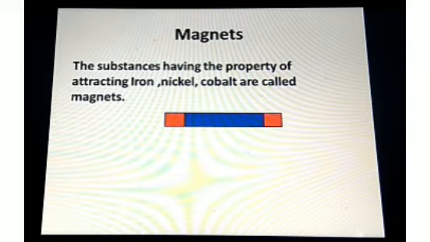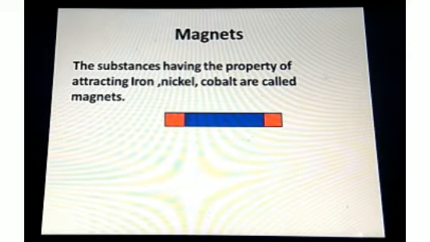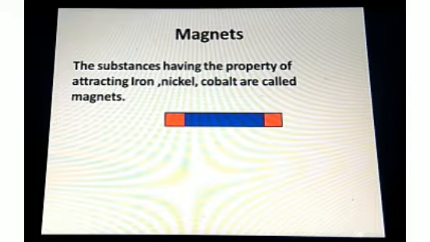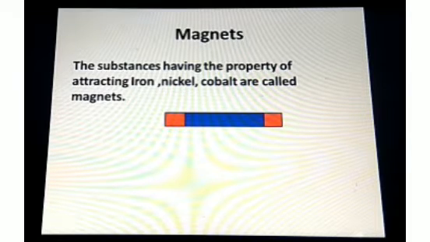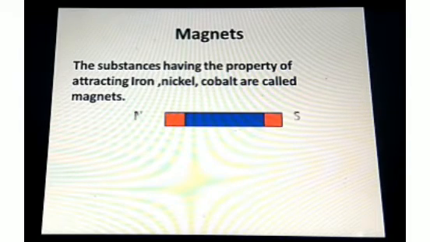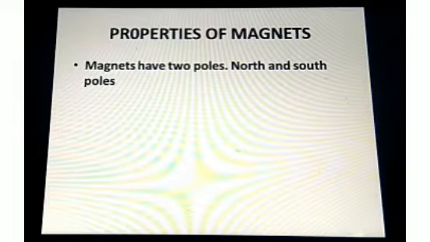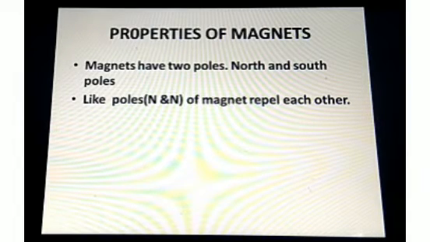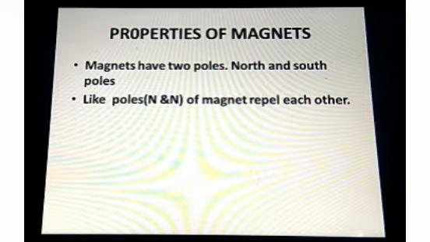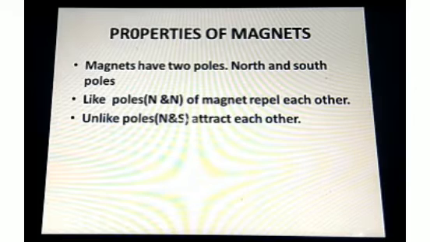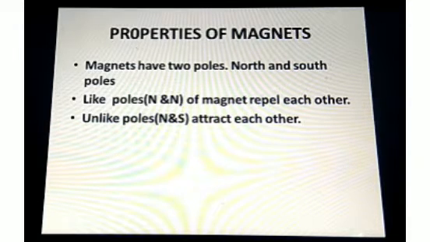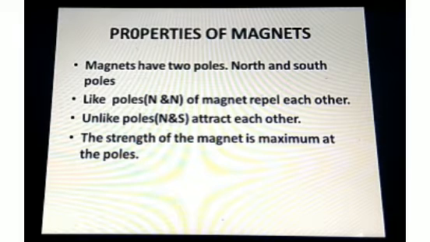We discussed about magnets. The substances having the property of attracting iron, nickel, cobalt are called magnets. Then we discussed about properties of magnets. Magnets have two poles, north and south poles. Like poles of magnet repel each other, unlike poles attract each other. The strength of the magnet is maximum at the poles.